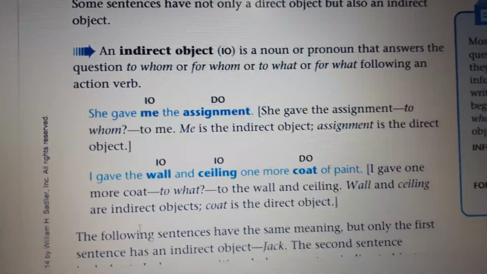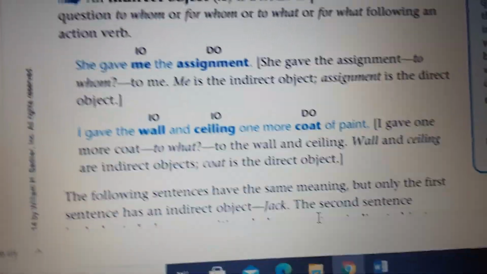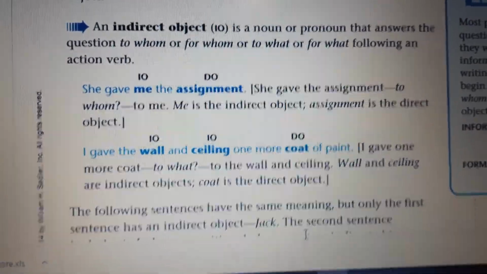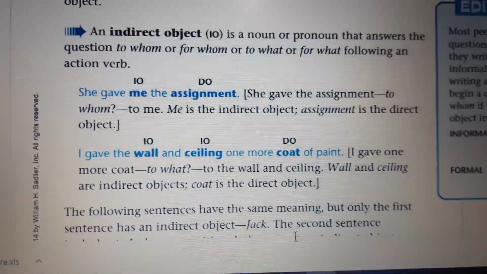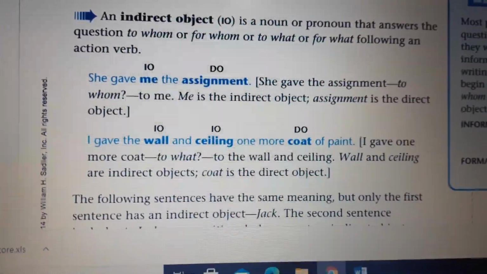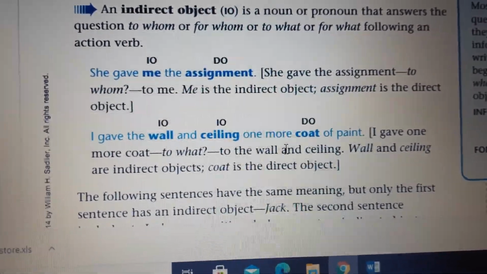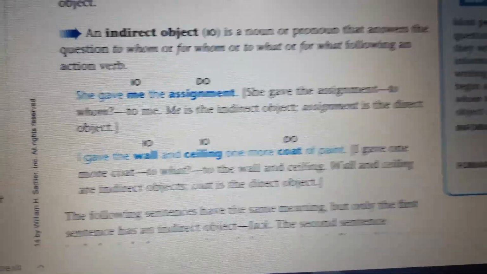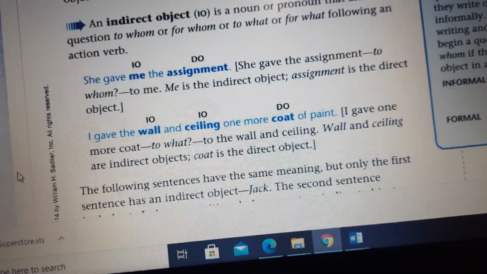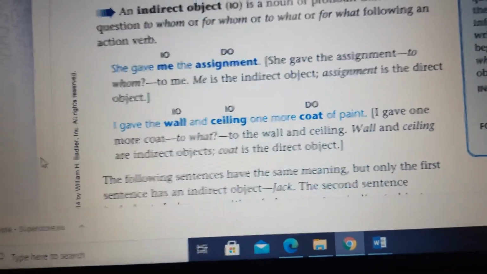I give to what? You give to what one more coat of painting, to the wall and to the ceiling. If we want to say, okay, to the wall and ceiling, these are indirect objects. And give more what? A coat of painting. This is the direct object. So we have wall and ceiling, these are indirect objects, and coat here, a coat is the direct object.